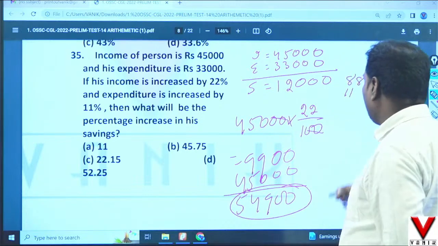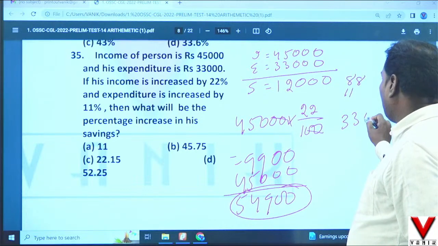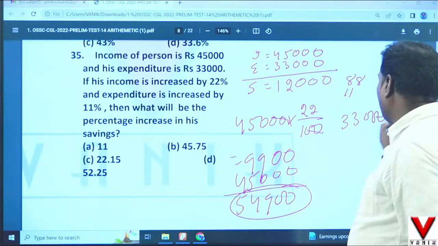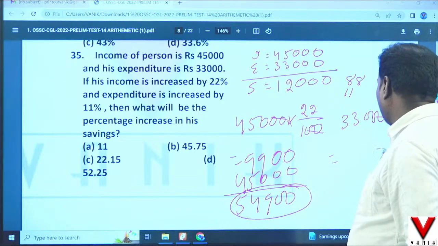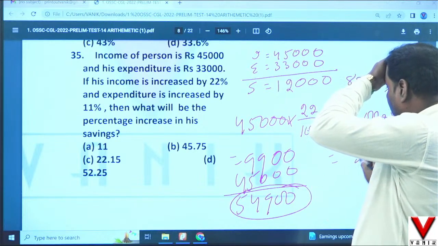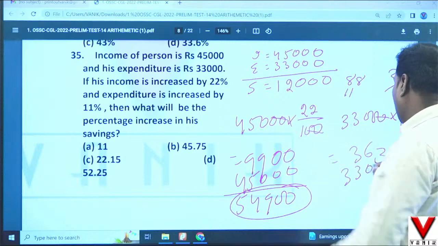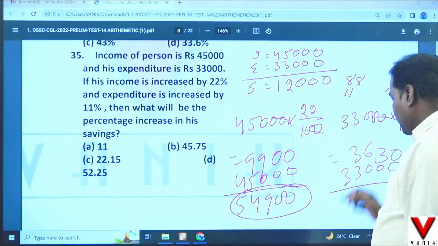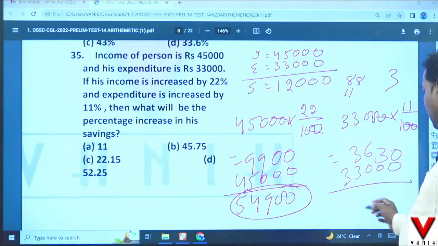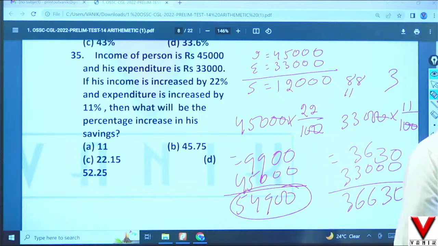54,900 is the income. Then the expenditure 33,000 increases 11%, so 11 by 100 of 33,000 is 3,630. Original expenditure 33,000 plus the increase 3,630 is 36,630.